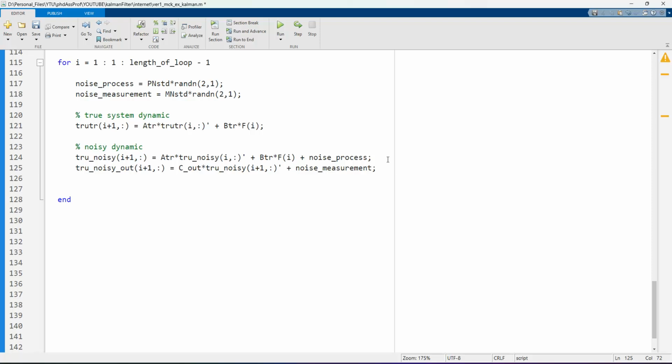Okay, and so we create the noise process and noise measurement, and we need to use this value because this value is our observation in here. Okay, so how about this?